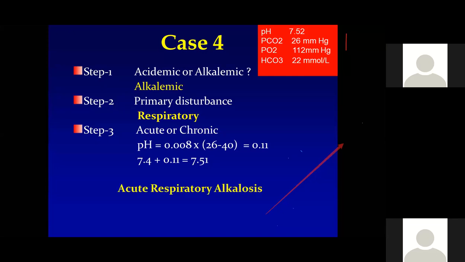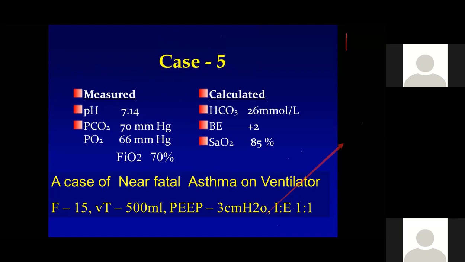Now, if we apply the chronic formula and see, 0.003 into 26 minus 40, that is 14. So 14 into 0.003 is equal to 0.05. So 7.4 plus 0.05 is equal to 7.45. So that means that it is not matching. It is acute respiratory alkalosis only. So this is how, when you apply the formula and see, you can understand and mention it.